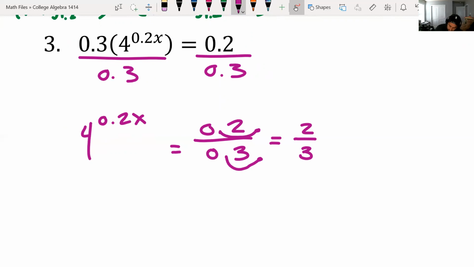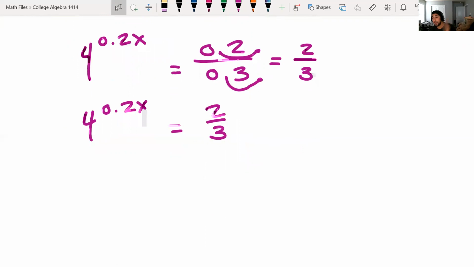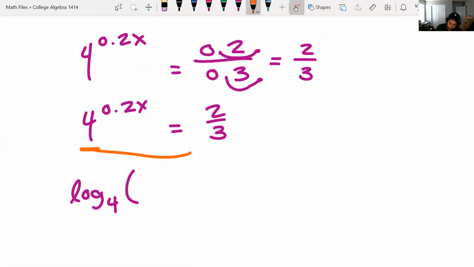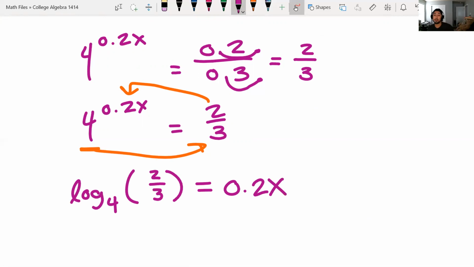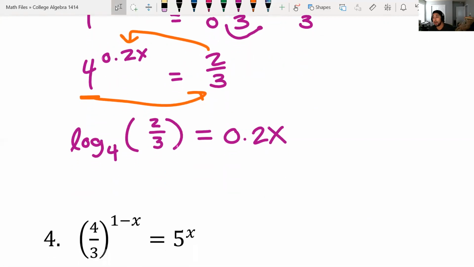Look at that. So now I have 4 to the 0.2x equals 2/3. And now let's convert from exponential to logarithm. So here's the base we're going to choose. So this is going to become log base 4 of the outside number of 2/3 equal to the exponent of 0.2x. There we go. Look at that. And now what we're going to do next is divide by 0.2.